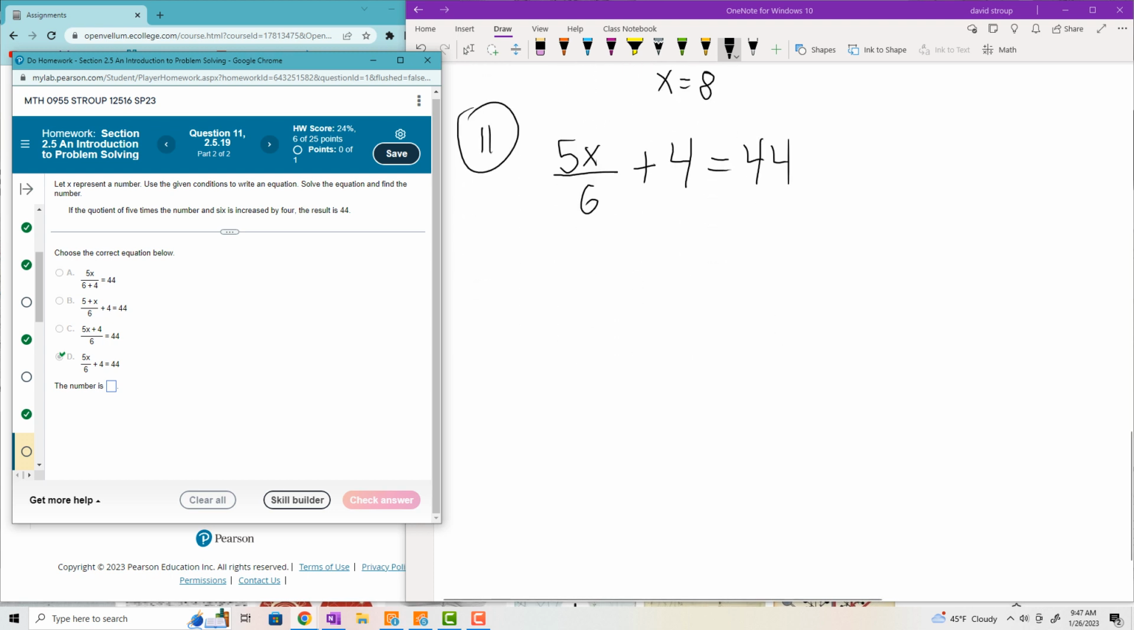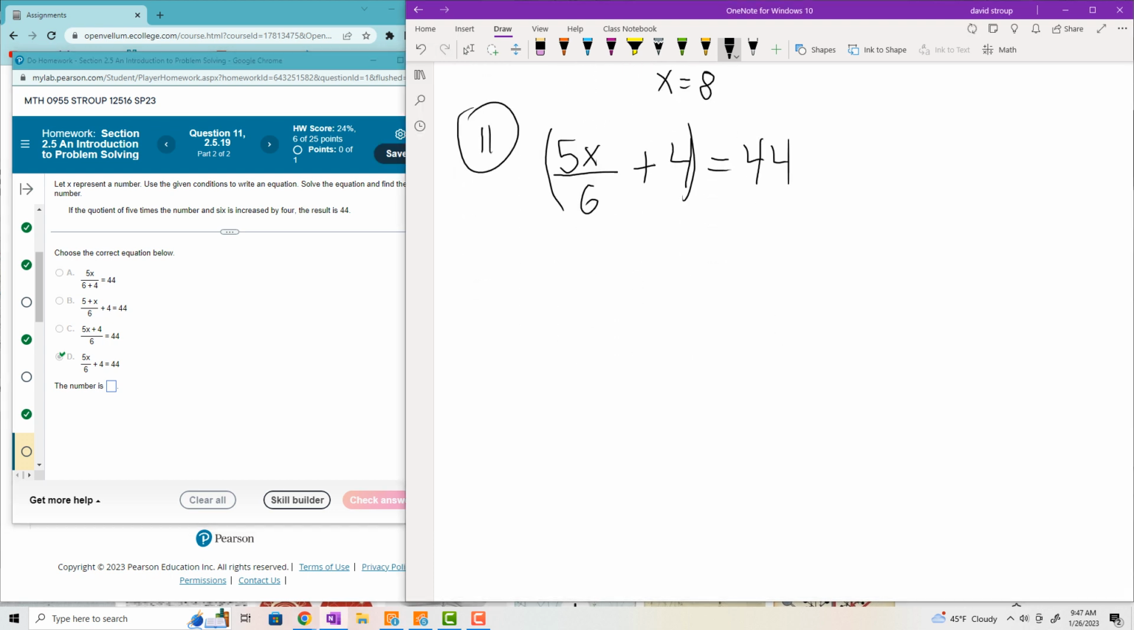Then they want you to solve it. So in this case, let's clear out the fractions. This is the type of operation we're going to want to be able to do for the future problems that will be coming up later in our lives. So it's 6 times 5x all over 6 when we distribute. And then plus 6 times 4. Let's just write that, 24.